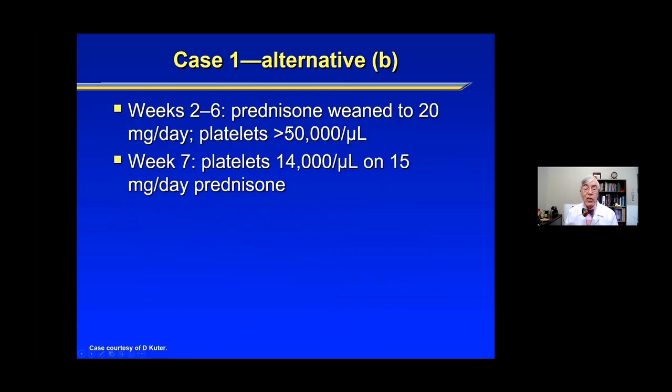The story continues. Since I promised her to keep her on prednisone for a short time, over weeks 2 to 6, we weaned prednisone to 20 milligrams a day, and her platelet count still is over 50,000, which is fine. But at week 7, platelets dropped to 14,000. She's on 15 milligrams of prednisone, and here's where we have to think. And many of you have been in this situation. 80% of adults respond to ITP therapy with steroids, but most patients, when you wean the prednisone, don't maintain that response. So the real question is, what do you do next?